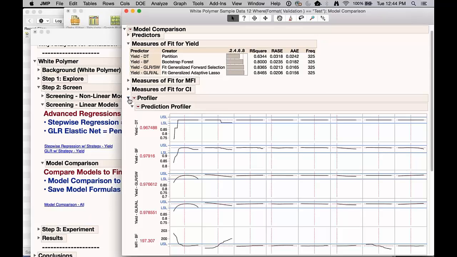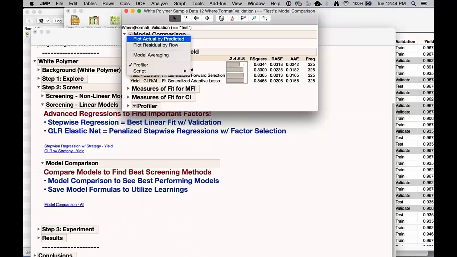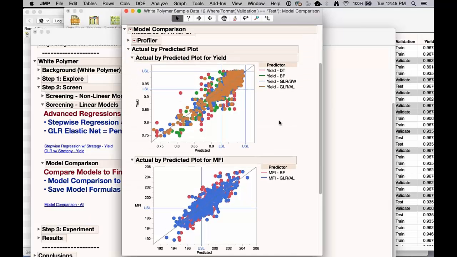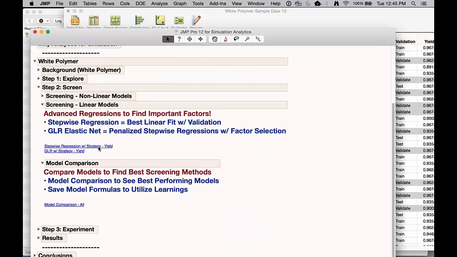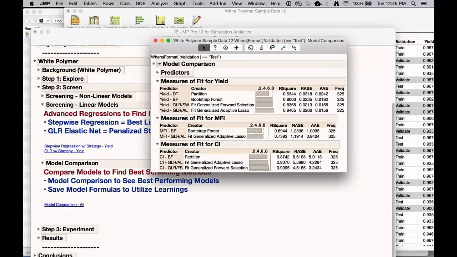So I can look at these profilers and see how well I think they fit, as well as look at things like prediction versus residual. Here my model line's kind of this line here, and how close the points fall on that line is how well things are predicting. I can compare which model I think is doing the best job, is hugging that line closest. So we have all this information that I can use to do this comparison. Okay? And we also did this for melt flow index and color index.